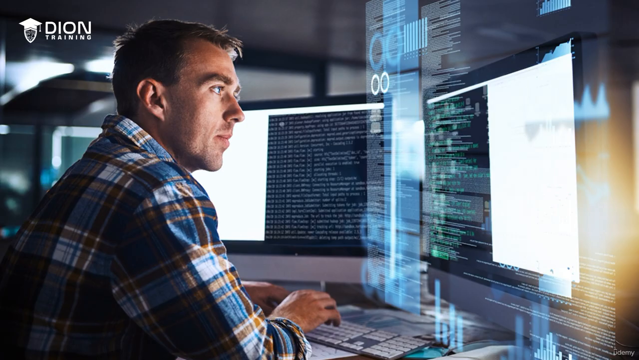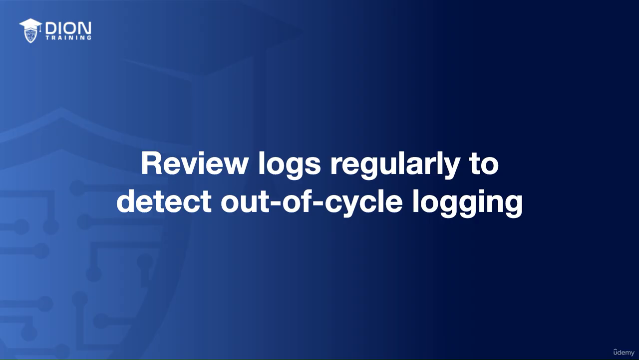Seventh, we have out-of-cycle logging. Now, logs are crucial for understanding our systems and their various activities. If you're noticing that your logs are being generated at odd hours or during times when no legitimate activities should have been taking place, such as in the middle of the night when no employees are actively working, this could be an indication that you're the victim of a malware attack. This kind of out-of-cycle logging could reveal that unauthorized data transfers or system modifications are being conducted by an attacker, so it's important to review your logs regularly to detect these types of infections.